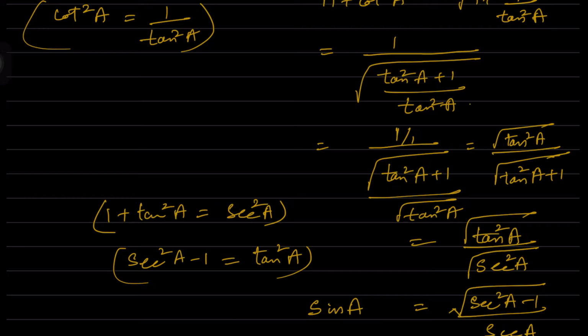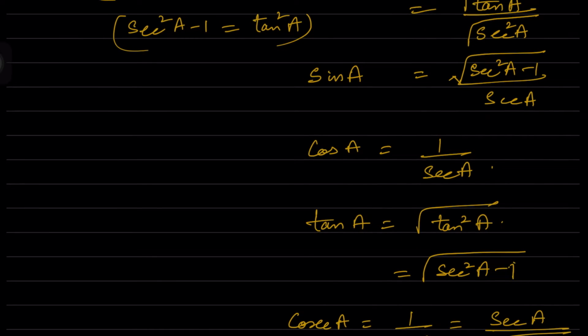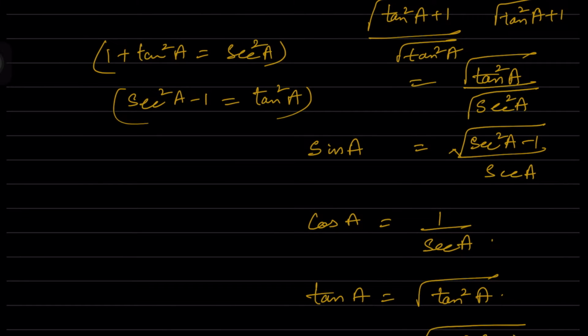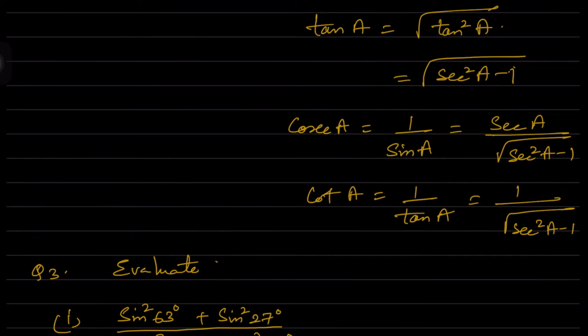This is in terms of secant, because you are bringing all the trigonometric ratios in terms of secant A. Next you have cos A is equal to 1 by secant A. Tan A is equal to root of tan square A. From this formula you can write it down. If you take root on both sides, you will get root of secant square A minus 1. Now if you know cos and sin, the remaining you can automatically write down.